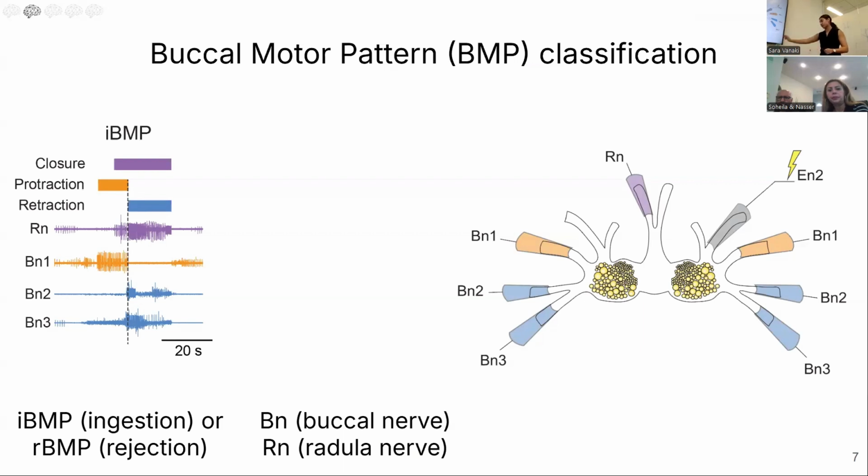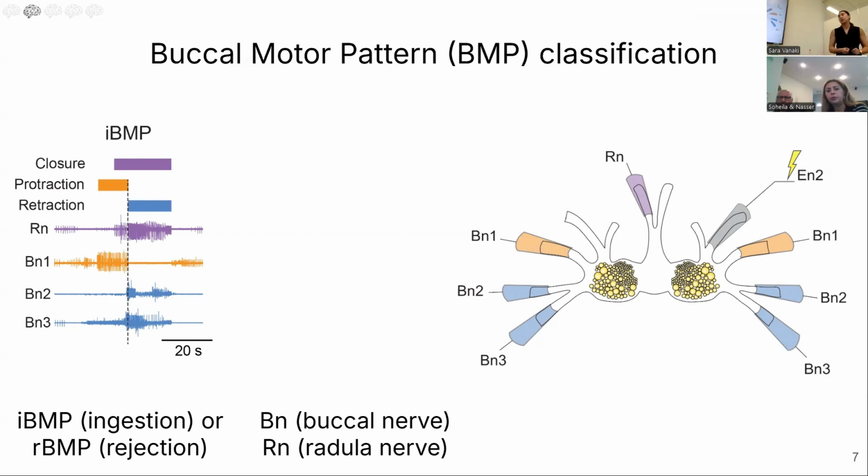You have protraction, this would be me going out and reaching for my water bottle, and retraction would be me bringing it back into my body, and ingestion is me drinking the water. Your hand closing around the water bottle is the closure feature, in purple. And different nerves on the right-hand side, that you can see, are active during different phases. So buccal nerve 1 is active during protraction, whereas 2 and 3 are active during retraction.